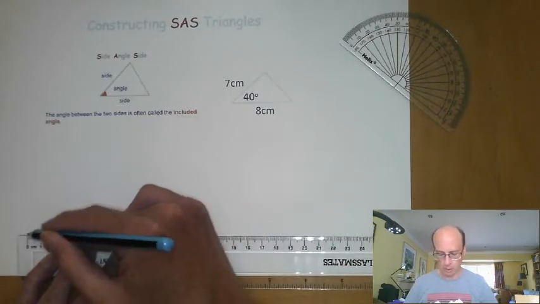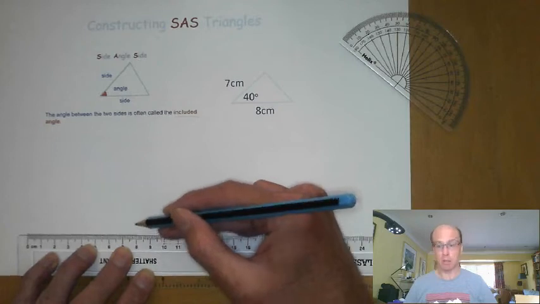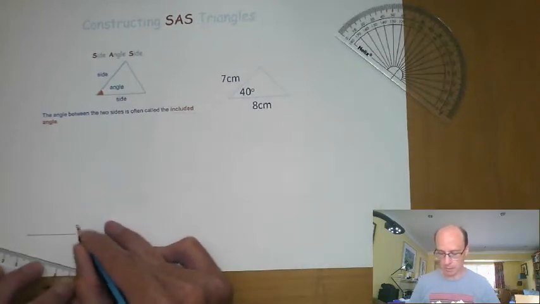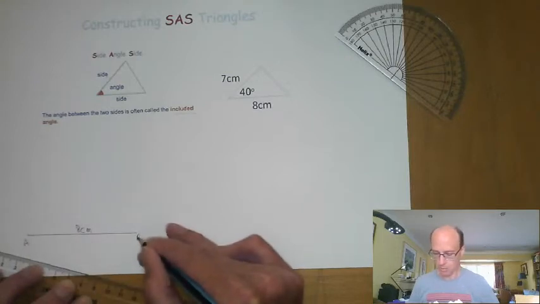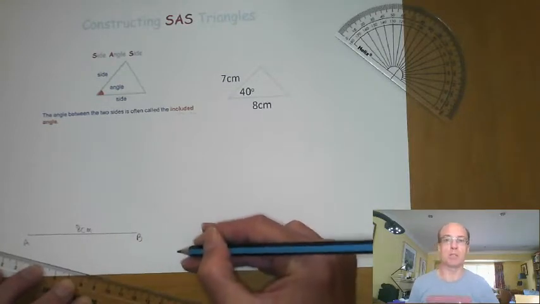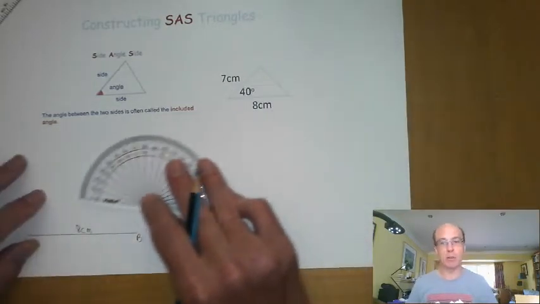I'm going to draw a line that is 8 centimetres long. Okay, I can mark that on, 8 centimetres. I'm going to call those two ends A and B, just so I can refer to them later. Okay, I'm then going to take my protractor and I'm going to measure an angle of 40 degrees.